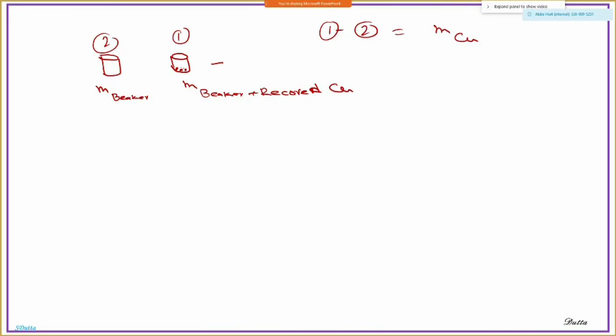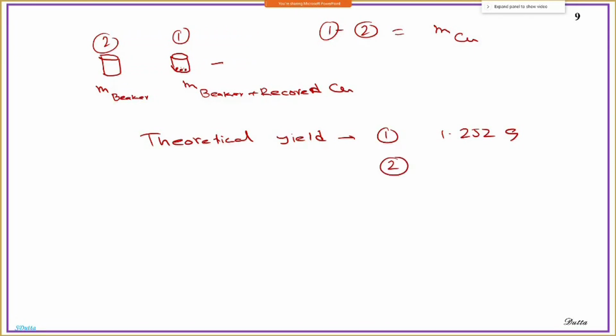Then you're going to calculate, you need to show, which I already did, theoretical yield from equation 1. Theoretical yield based on equation 1 is going to be 1.252 grams. Theoretical yield based on equation 2 is going to be 1.878 grams. Then you're going to write percent yield.